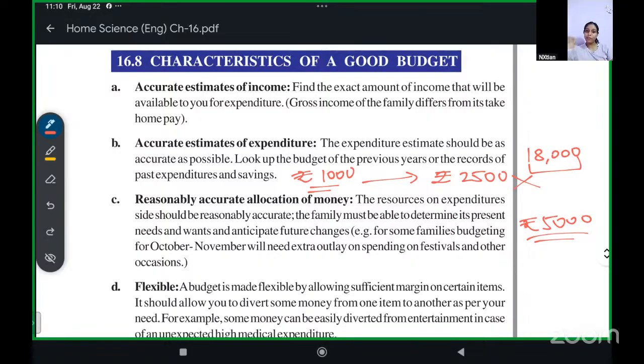They'll cover all of the family members' needs. So all of them should be included in the budget. And specific money should be allotted to each one of them. Amaze's clothes will be 2,000, Megan's clothes will be 2,000. They'll allot the money to your needs also. So this is how we should do accurate allocation of money.